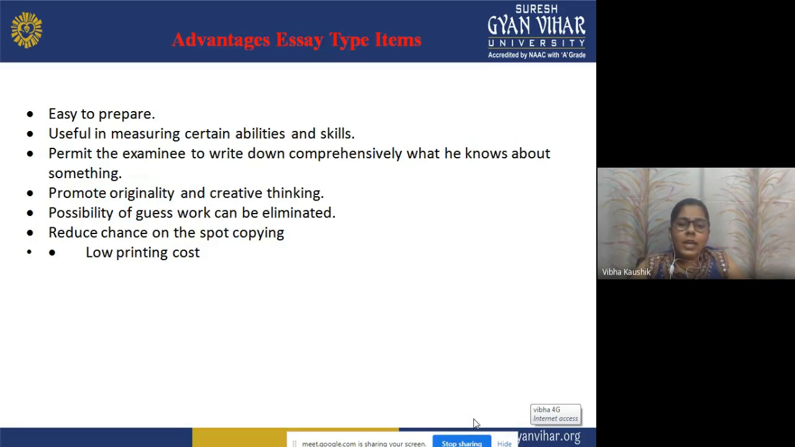Promote originality and creative thinking. Means when the teacher gives the freedom to students to express their own opinion, it will promote the originality of thoughts and creative thinking among the students. Possibility of guesswork can be eliminated because there are no given responses and the student responses are not bounded in choices. Reduce chance of on-the-spot copying. There is a minimum chance of copying when a teacher is framing essay type items. Low printing cost in comparison to the objective type test items.